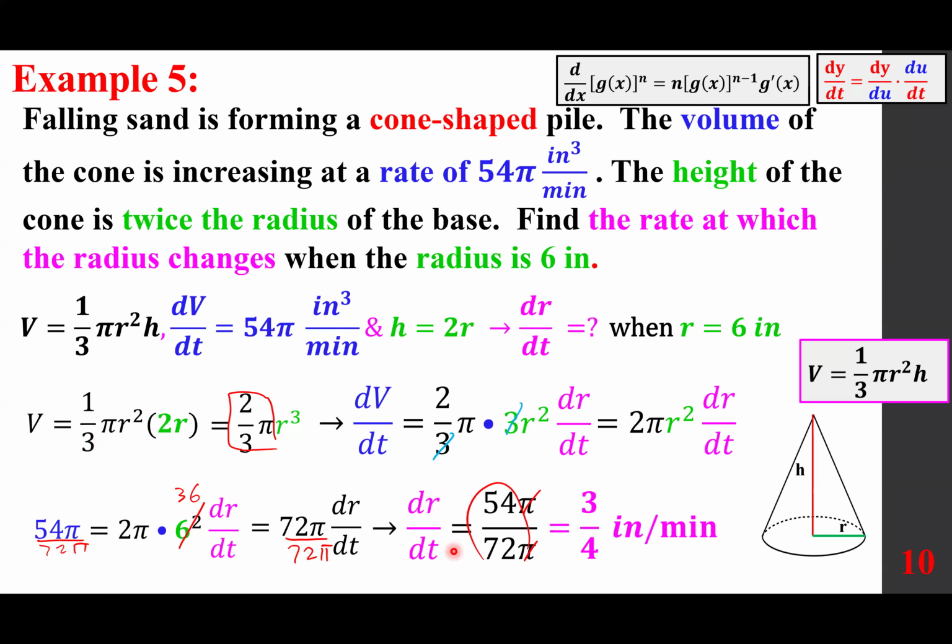Units of the radius over the units of time. Or if you put here 54 pi cubic inches per minute, and this r, you put it 6 inches and then square it, it works out in the same manner. In other words, what we do to numbers, we do to units.